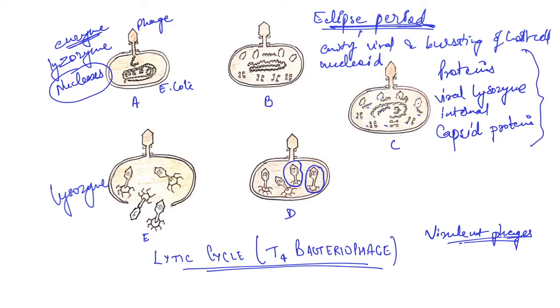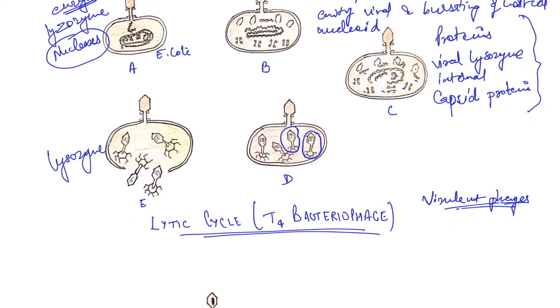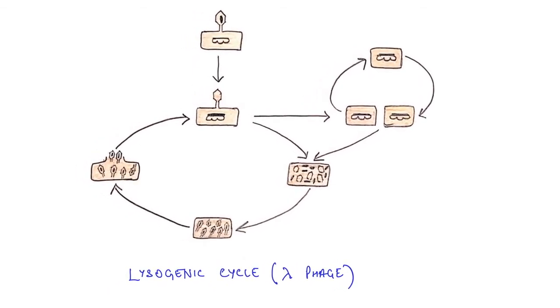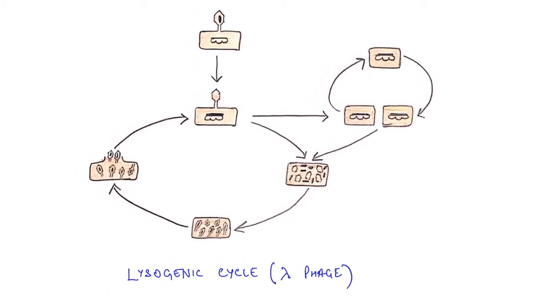Then we have the lysogenic cycle. Now what is the lysogenic cycle? So basically we'll study the lysogenic cycle in lambda phage. Okay, now here we have two cycles in one basically. So we have the lysogenic cycle here and the lytic cycle as well. Okay, so again the host here is E. coli.